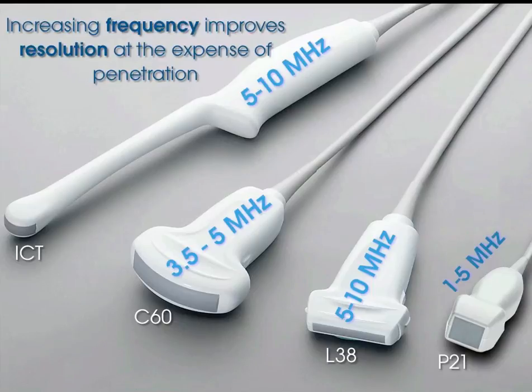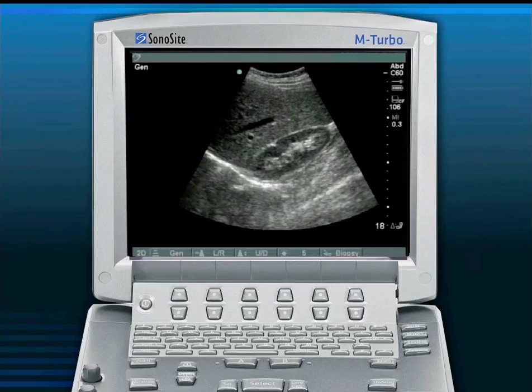So you always want to use the highest possible frequency that will get you to the depth of interest. Now you notice that each one of these transducers has a frequency range. So for example, this one goes 5 to 10 megahertz, 3.5 to 5, 5 to 10, 1 to 5 megahertz. And basically you can toggle the frequencies up or down within each transducer depending on the clinical situation. So let's say that this transducer here goes from 1 to 5 megahertz. This is Morrison's pouch here.